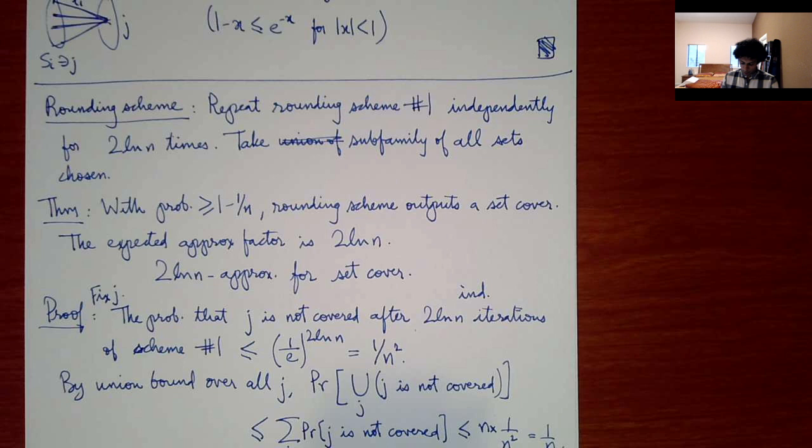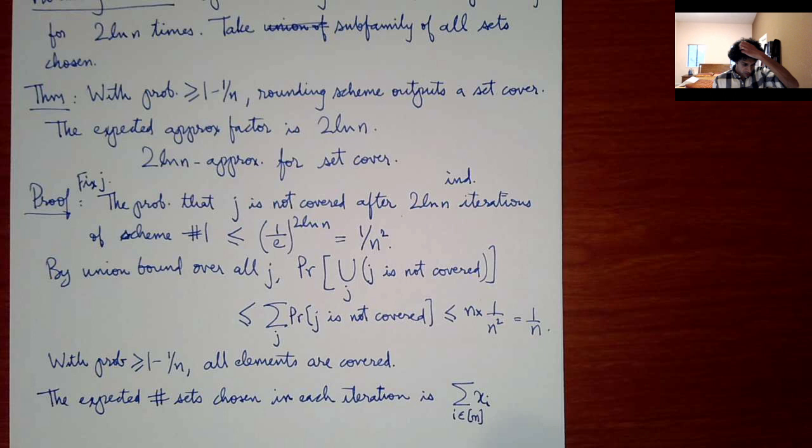The expected number of sets chosen in each iteration is exactly the sum over xi, because we pick every set with probability xi. So the expected number of sets we pick, by linearity of expectation that I've used here, is the summation of xi. And this is basically just the cost of x. And we repeat 2 log n times. So we get a 2 log n approximation in expectation.